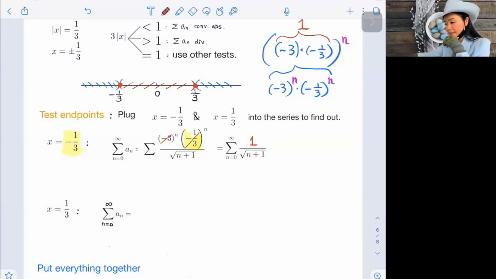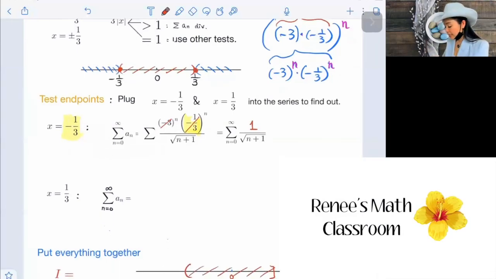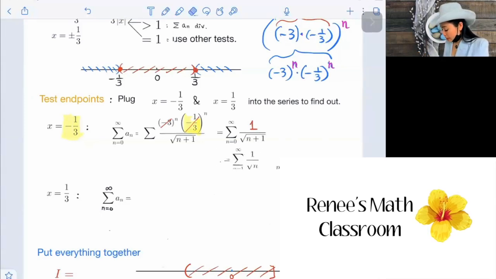What's the reason? It's a p series with p equal to what? 1/2. Yes. So this one here diverges. Okay, good. So that actually is a p series.